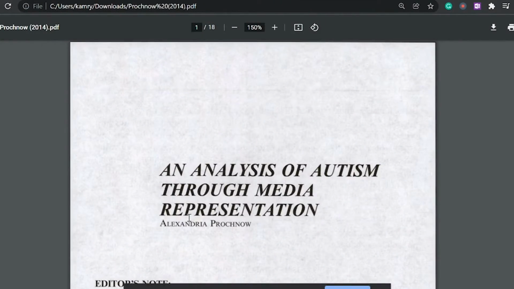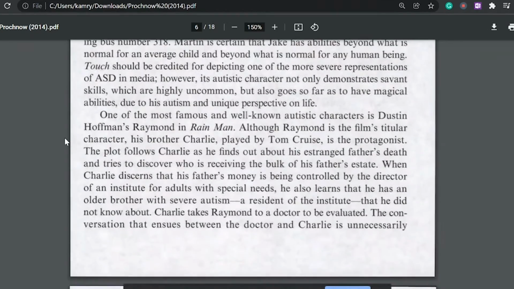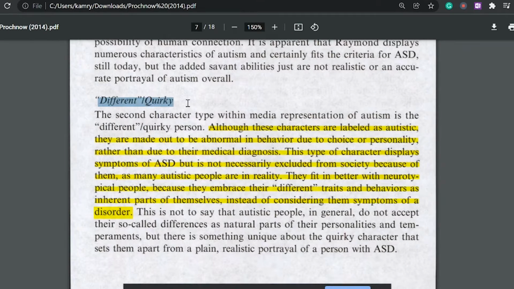According to her article, the first category is magical savant. The magical character is presented as almost otherworldly, as many autistic characters often are. This type of character has supernatural abilities due to his or her diagnosis. Second category is different or quirky. Although these characters are labeled as autistic, they are made out to be abnormal in behavior due to choice or personality, rather than due to their medical diagnosis.